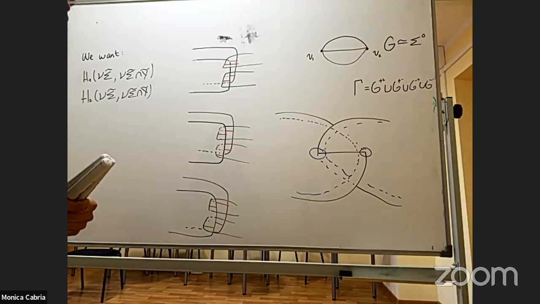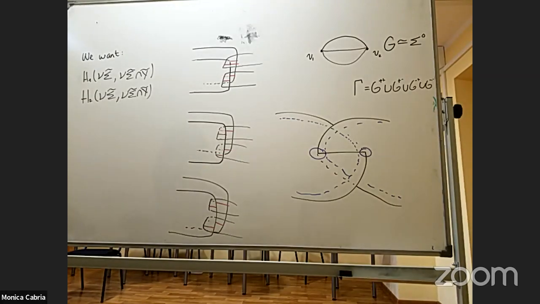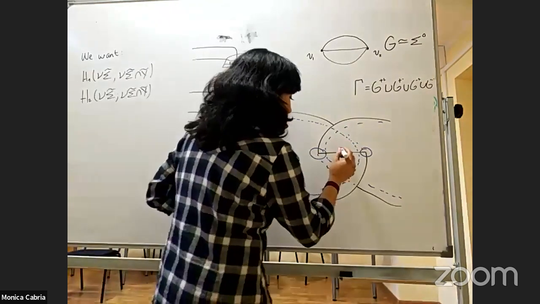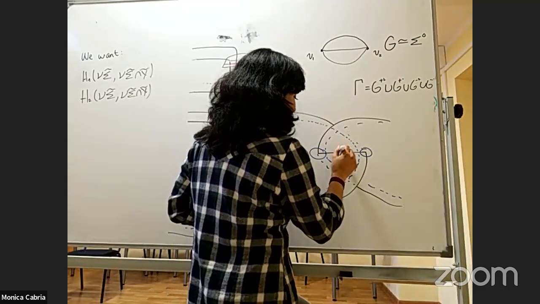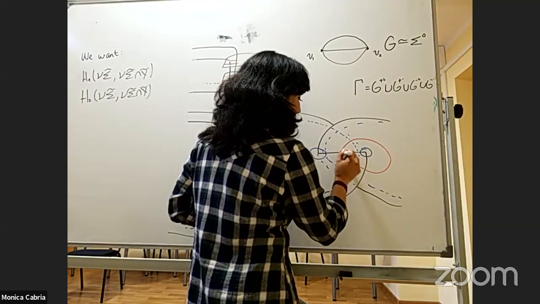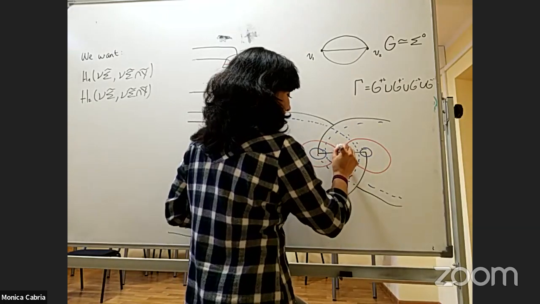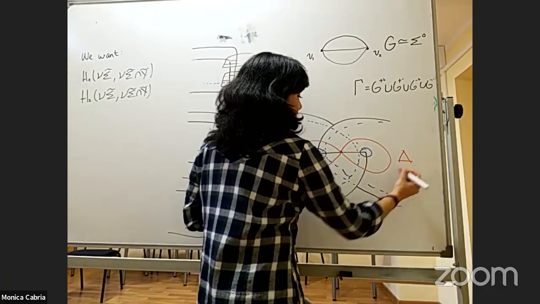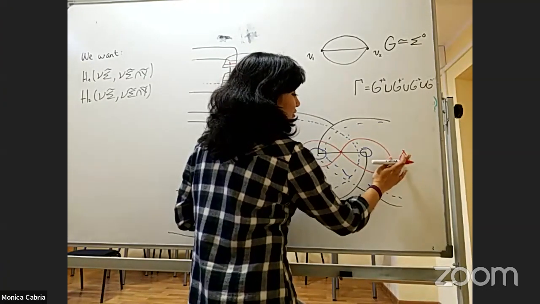So can you draw that delta? Okay. So our delta is, let's see, here we have intersection and it's this. Yes. So this is our delta. Looks like an angle. In the case of one clasp, this is delta.